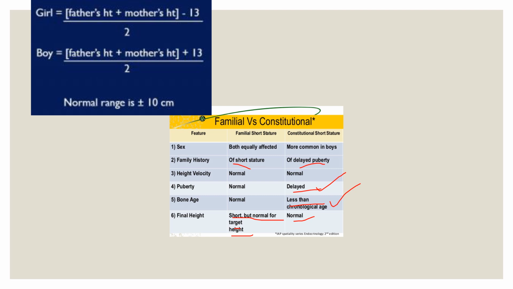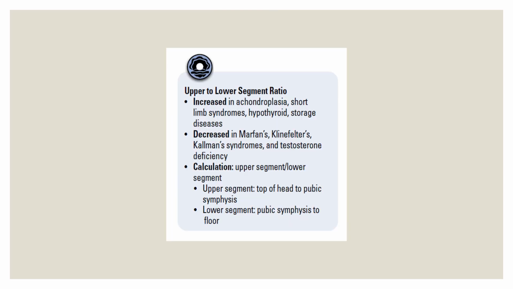But familial means the velocity is normal, but their target height is less. So this is the target height. For girls, it is father's height plus mother's height minus 13, divided by 2. For boys, it is father's height plus mother's height plus 13, divided by 2. Normal range can vary within 10 centimeters.